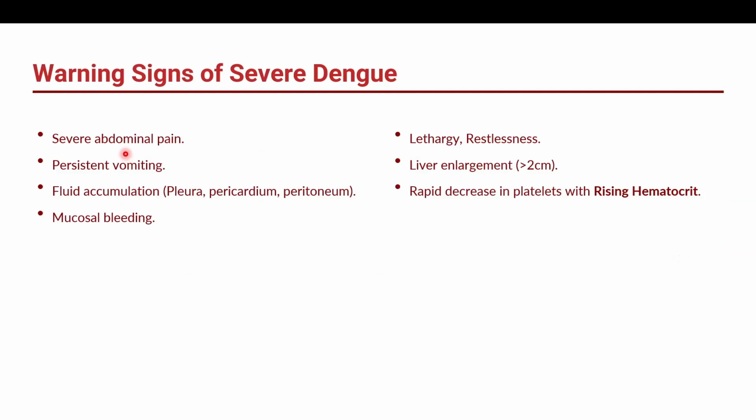So these are the warning signs as we discussed previously. There will be severe abdominal pain, vomiting, fluid accumulation in the pleura, pericardium, peritoneum, mucosal bleeding, lethargy, restlessness, liver enlargement more than 2 centimeters, rapid decrease in the platelets and rising hematocrit. These are the 7 warning signs in case of severe dengue. Also we call this dengue hemorrhagic fever.